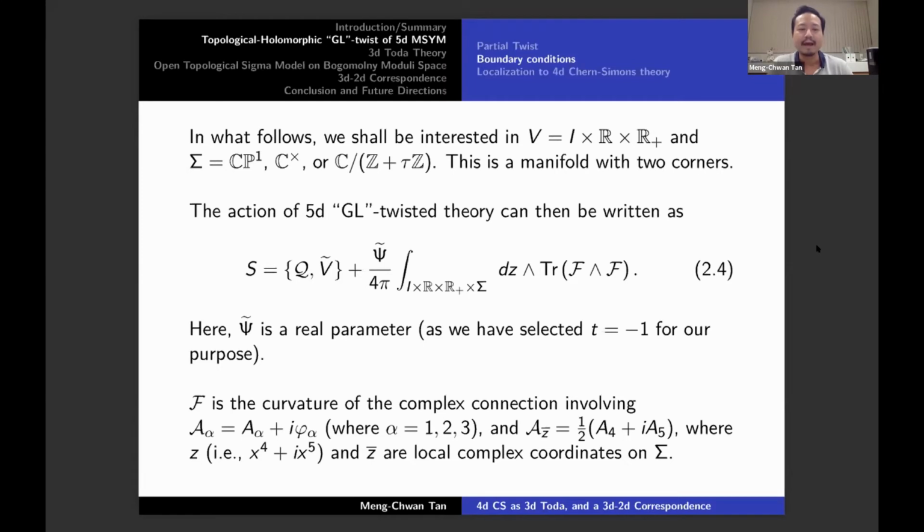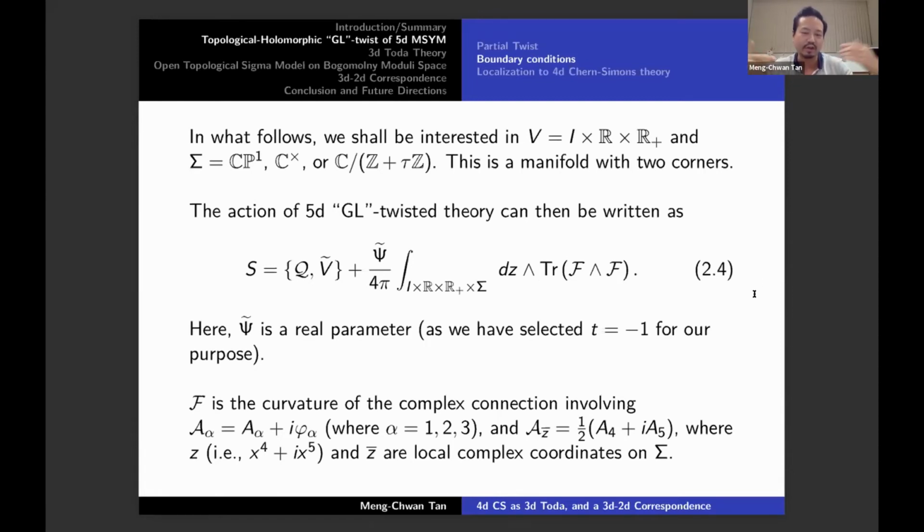If you construct this 5D GL twisted theory, that is supersymmetric and consistent with everything, then you could write it in this form. This is the Q that we're using, and some bunch of fields here which are fermionic. So it's a Q-exact form. And with this term here, when you localize the theory to the Q-invariant states, the contributions will be picked up by this term, and that's how you see that this term actually localizes to a boundary, which gives us 4D Chern-Simons.